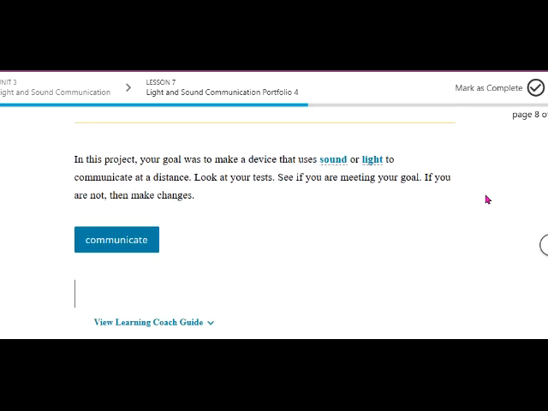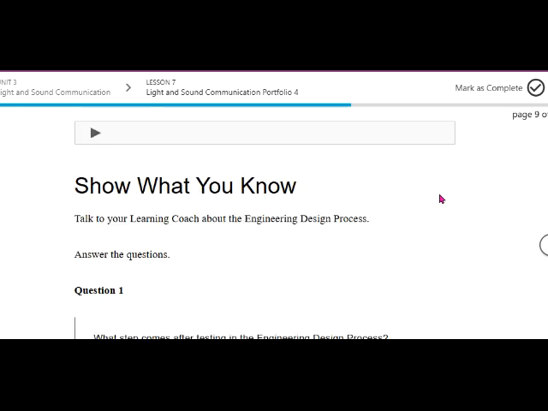In this project, your goal was to make a device that uses sound or light to communicate at a distance. Look at your tests. See if you are meeting your goal. If you are not, then make changes.